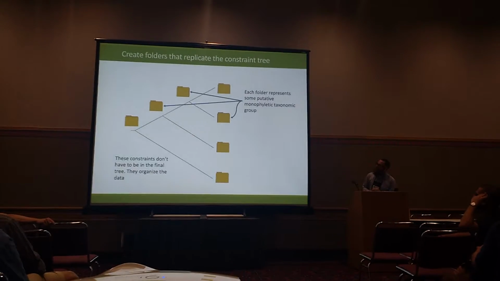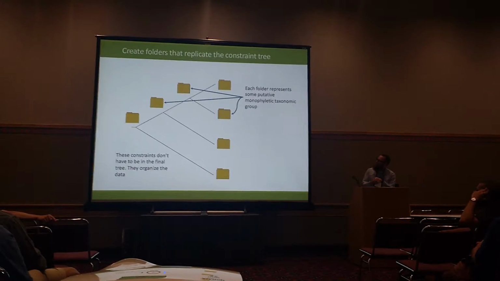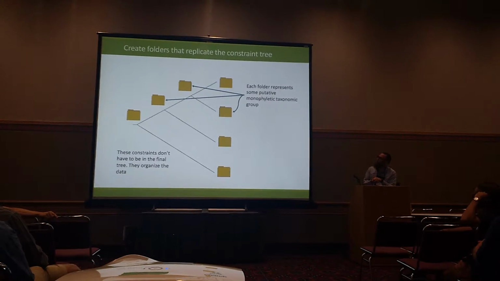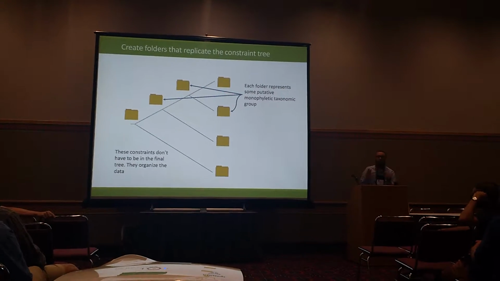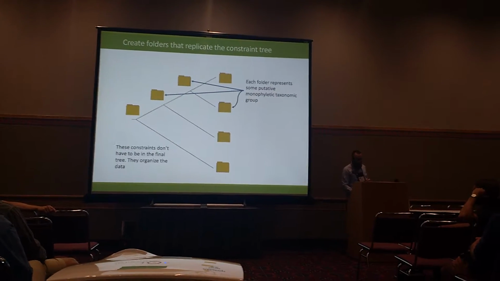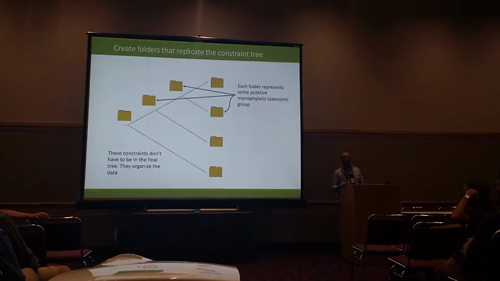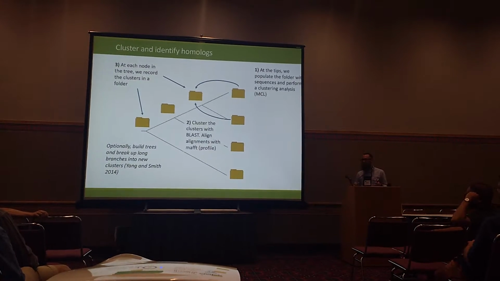So again, we're in seed plants, we have pretty good taxonomy. Maybe if you're talking about Linnaean groups, which we don't necessarily have to, but let's just say this folder is some order, family, genera, something like this. Each of them represents some putative monophyletic group, but they don't have to be monophyletic at the end of the day. They're just some putative group, some way to organize the data.